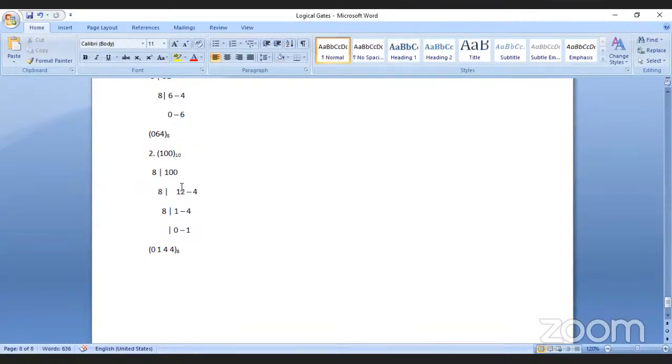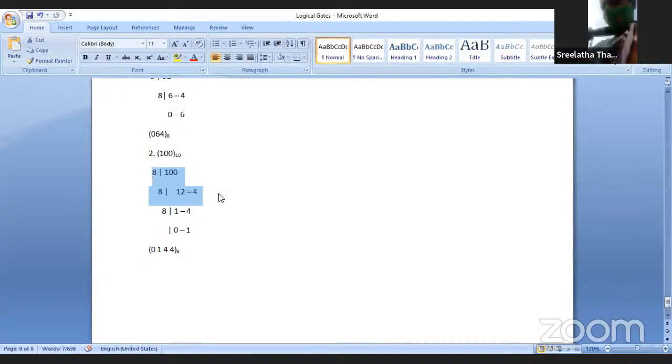Next, I need to find out how many times 8 goes near to 100. 8 ones are 8, 8 twos are 16, 8 tens are 80, 8 elevens are 88, 8 twelves are 96. If I go to 8 thirteens, it will be more than 100. That is the reason I have to take only 96. So 8 twelves are 96. How much remainder will be there? 4. That is the reason I am writing the remainder as 4. Till here, anyone having any doubts?